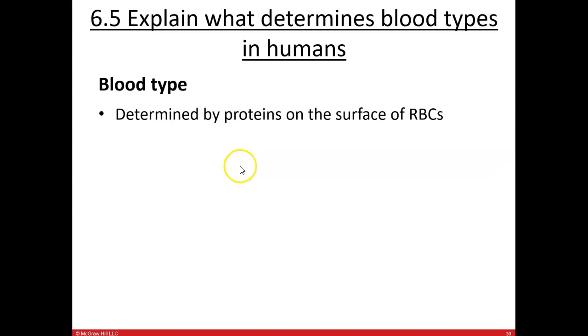So, meanwhile, explain what determines blood types in humans. So, we've all heard of blood type, and a lot of us even know our blood type. And it turns out that blood type is determined by the proteins on the surface of our red blood cells.